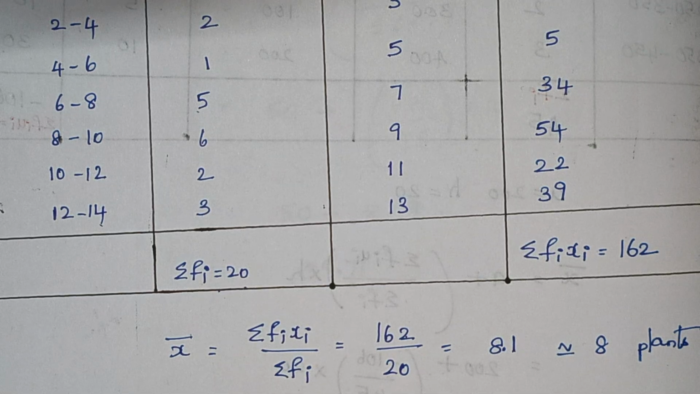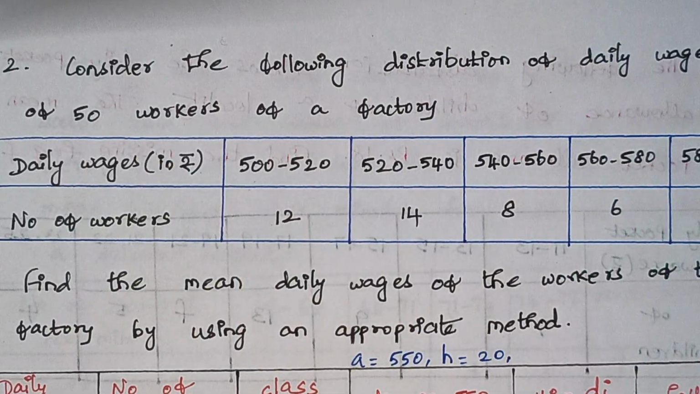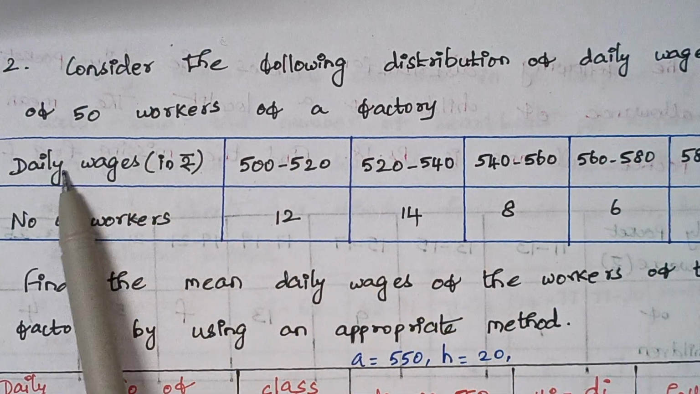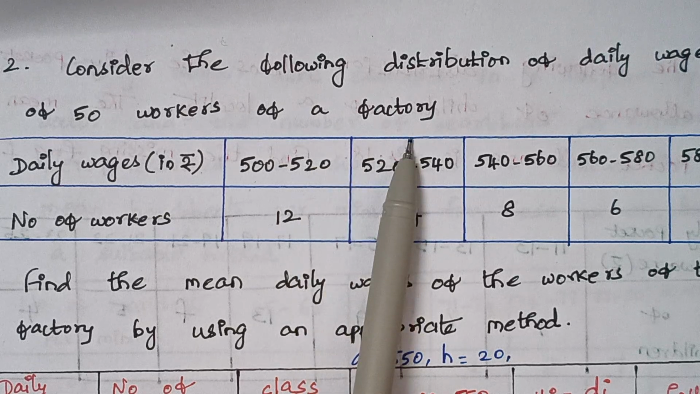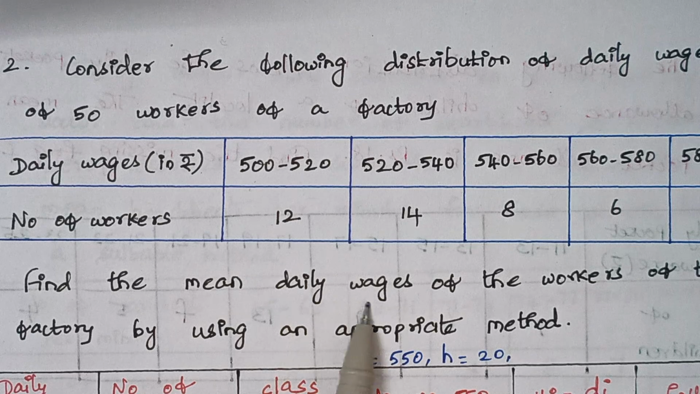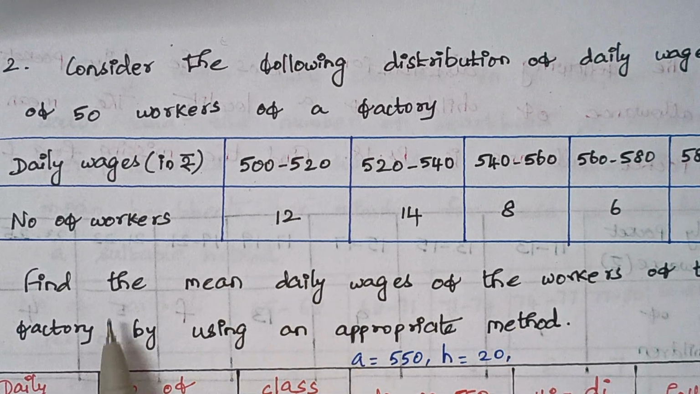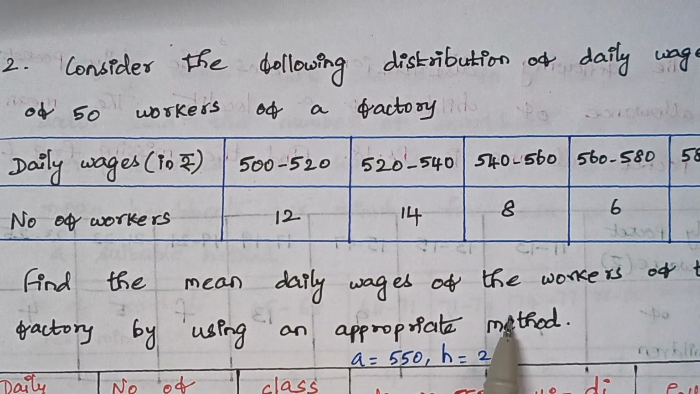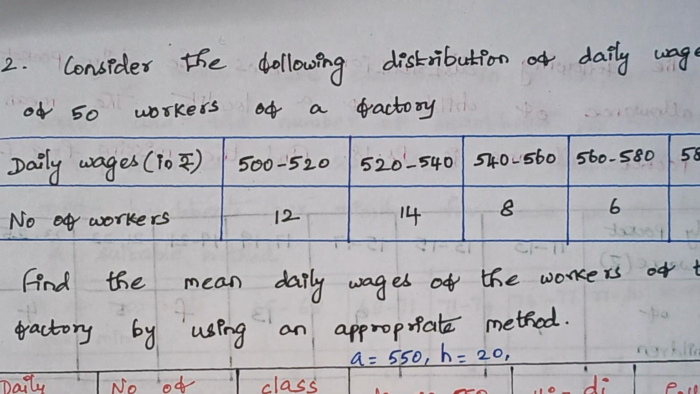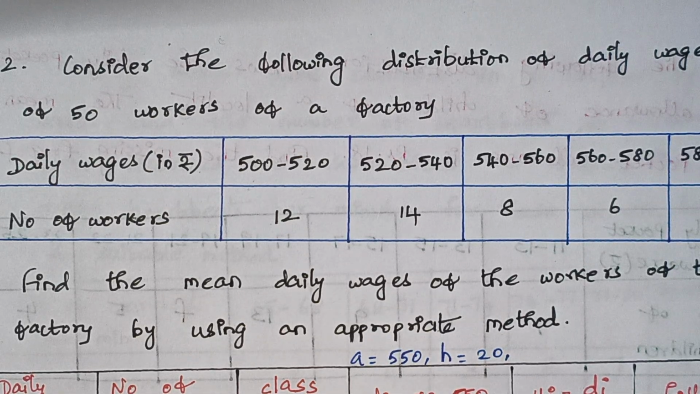So that's all for this problem. We will proceed with our next one. Problem number 2: consider the following distribution of daily wages of 50 workers of a factory. This is the tabulation, and here we find the mean daily wages of the workers of the factory by using an appropriate method. So we have to calculate the daily wages of workers, and we have to select our own method to find the mean.